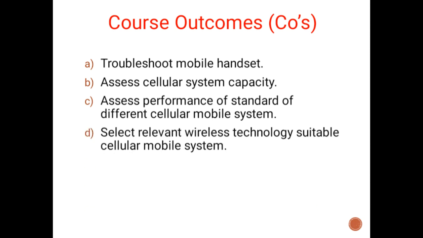Next is the fourth CO for the fourth unit: select relevant wireless technology suitable for cellular mobile system. After completing the fourth unit, you are able to know advanced wireless standards like UMTS, LTE, VoLTE, etc.